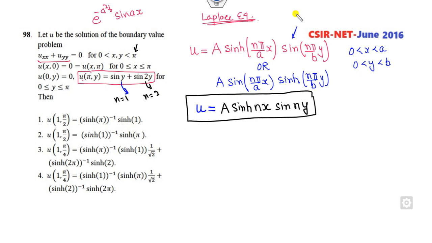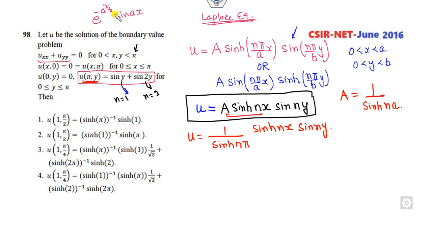How do you find the value of a? Again, it is very simple. You can apply this condition. Or otherwise you can simply say the sine is already there, so we think about a as the coefficient of this, 1 over sine n x. What is the upper limit of x? It is pi. So the solution will be 1 over sine hyperbolic n pi, sine nx, sine hyperbolic ny. This is the general answer of this Laplace equation.